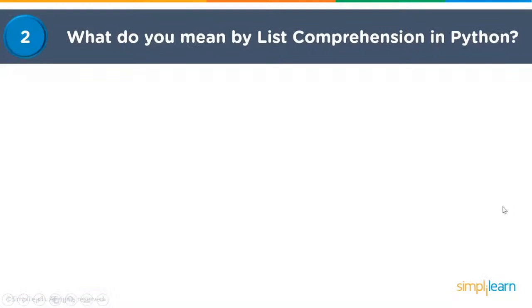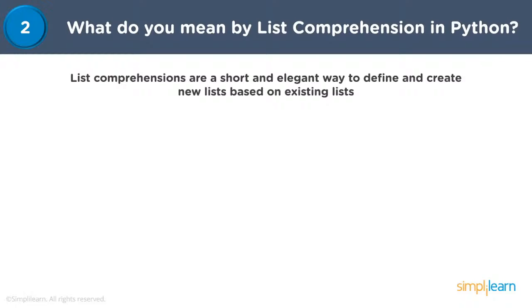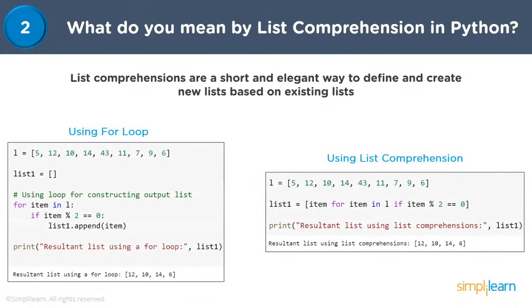Okay. Now let's move to our next question. Our next question is, what do you mean by list comprehension in Python? List comprehensions are a short and easy way to define and create new lists based on existing lists. Suppose you want to iterate through a list and find all the even numbers in the list. You can either use a for loop and an if condition as shown here, or you can write a list comprehension to do it in one line of code. You can see this is my list comprehension. So let me show you both the ways.